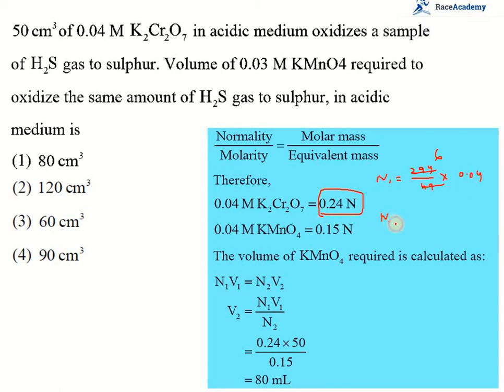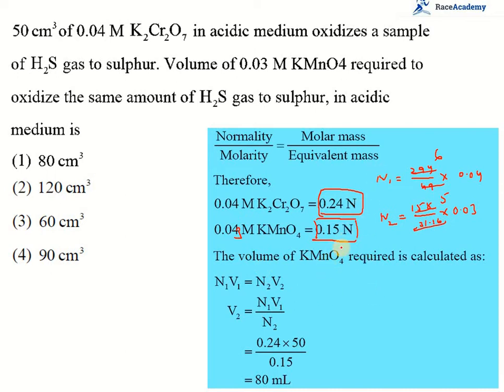In similar fashion, you want to find the normality of potassium permanganate. Potassium permanganate has molar mass 158 and equivalent mass 31.6, into its molarity given as 0.03. So almost 5 times cancels. 5 into 0.03 is 0.15, which is the normality of it.